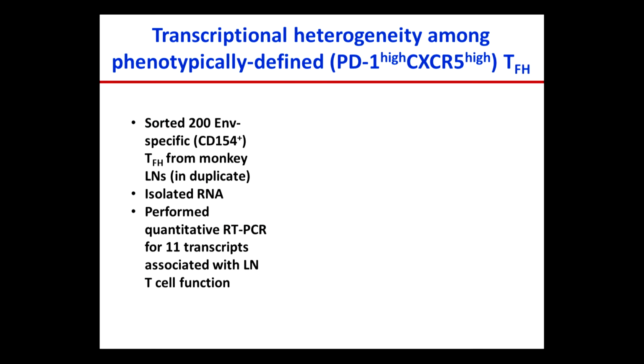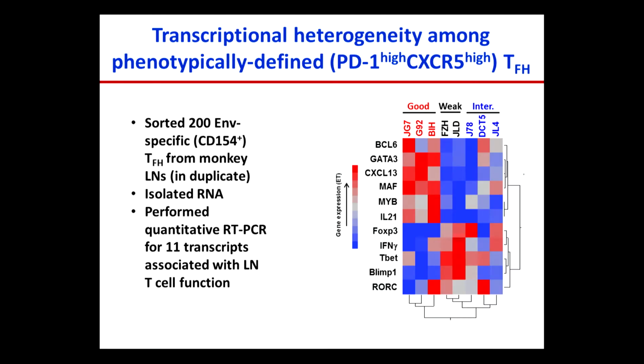So to look at that more closely, we sorted envelope-specific T follicular helper cells from monkey lymph nodes based upon mobilization of CD154, isolated RNA, and performed qPCR for 11 transcripts associated with lymph node function. And here's the way the data broke out.